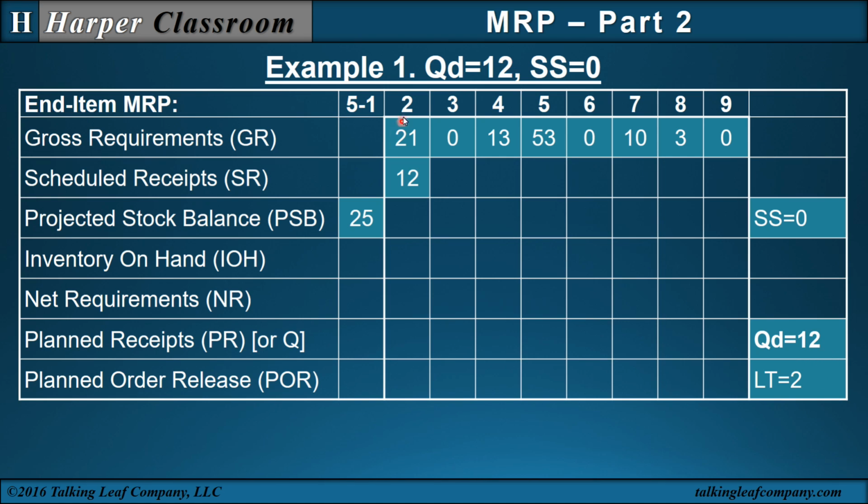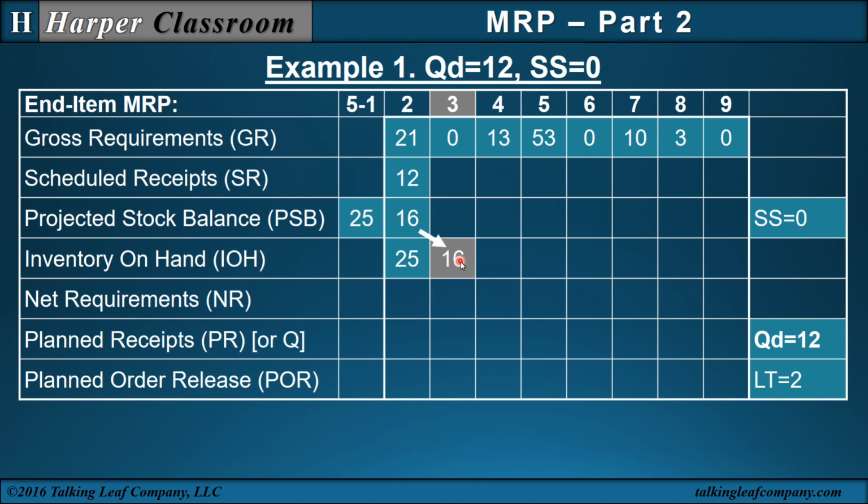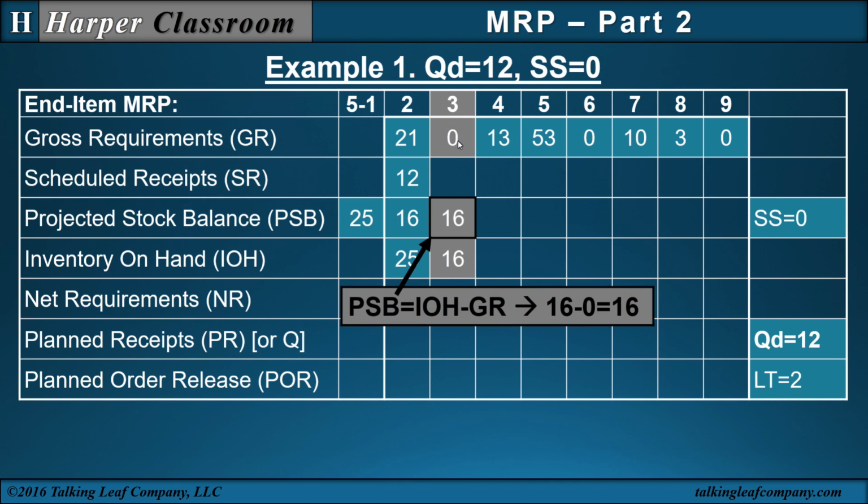So now let's start the MRP with a first time period. I bring down my projected stock balance, which is the same as the ending inventory for this time period. I bring it down as inventory on hand, which is the beginning inventory in the next time period. And then my projected stock balance is going to be my inventory on hand plus my receipts, in this case scheduled receipts, minus our gross requirements, yields our balance. Carry the balance down as the inventory on hand. There's no receipts, there's no requirements, so it carries over as the balance.